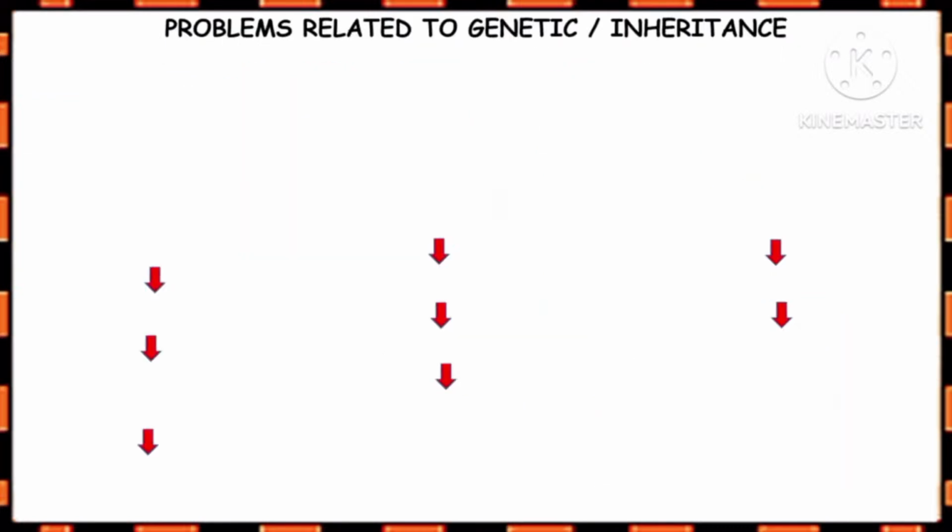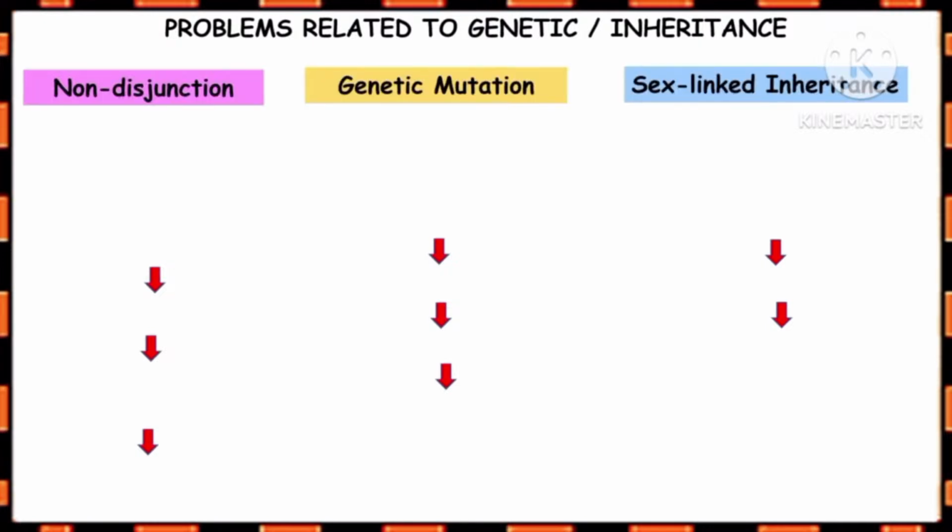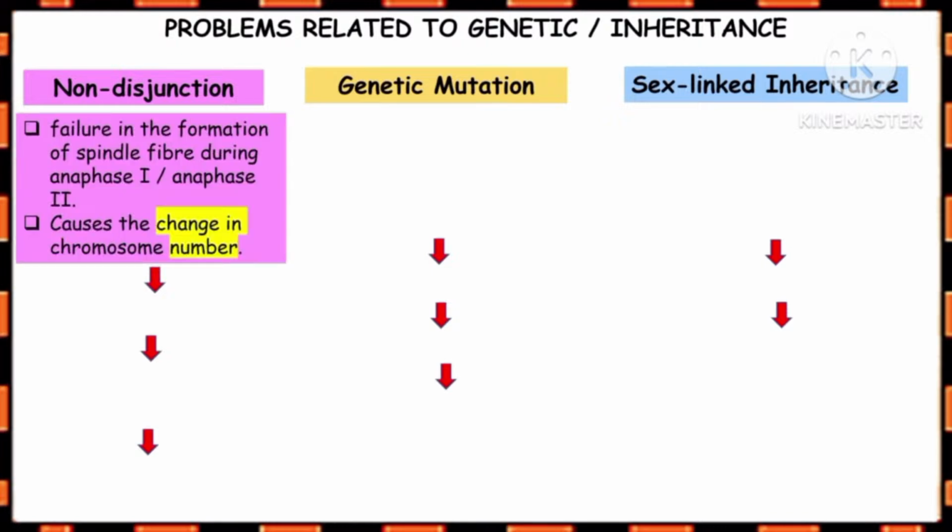Now students, let's look at the problems related to genetics or inheritance. But first, you need to know the factors that lead to the problems. The first one is non-disjunction. Second is genetic mutation. And the third one is sex-linked inheritance. What is non-disjunction? Non-disjunction refers to the failure in the formation of spindle fibers during anaphase 1 or anaphase 2. This will cause a change in the chromosome number. Why? Because the chromosomes failed to separate during anaphase 1 or anaphase 2.